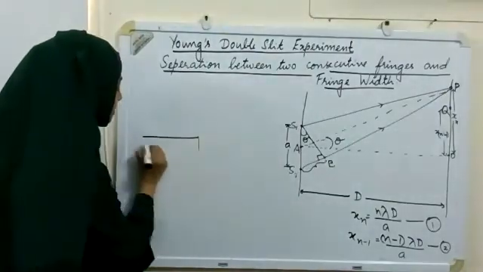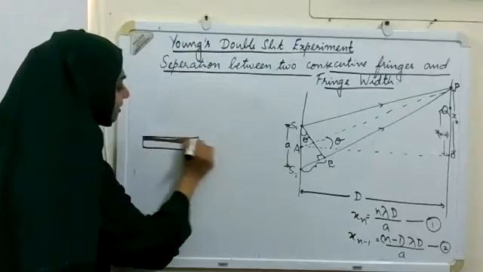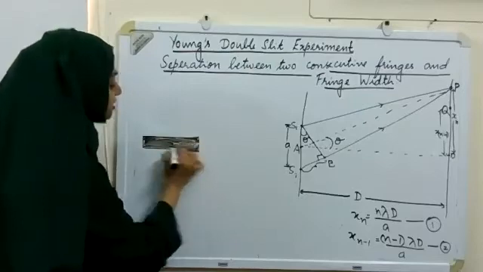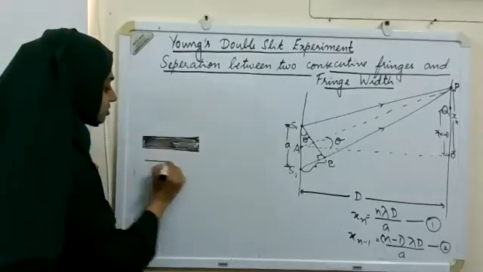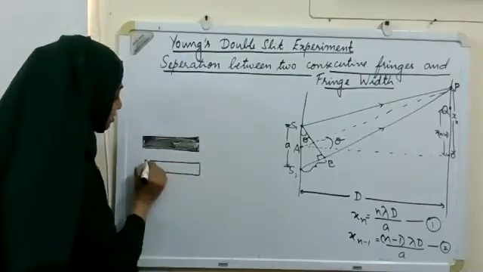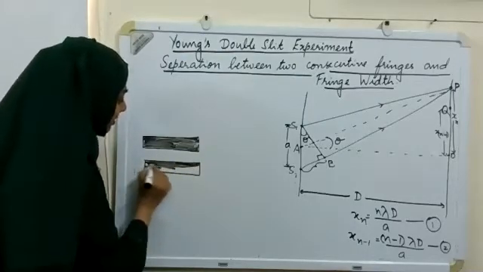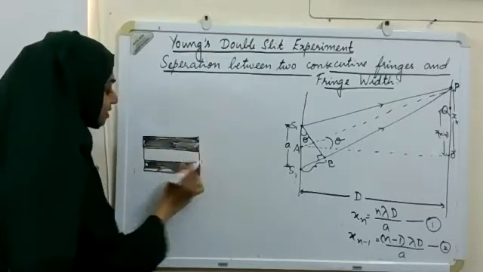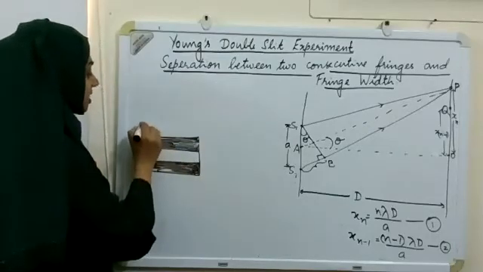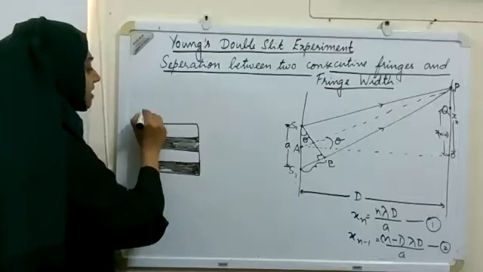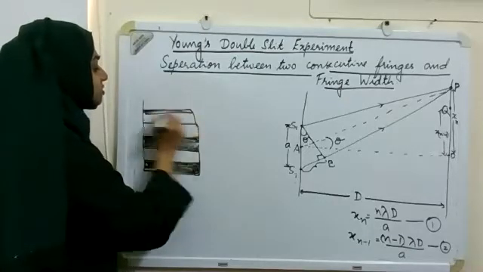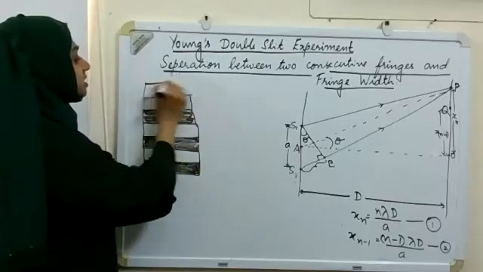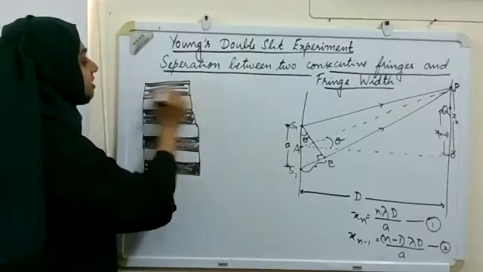Suppose this is a bright fringe. Assume it is the central bright fringe. Sorry, this is a dark fringe, right? So this is a dark fringe you have. Here you have a bright fringe. Here you have another dark fringe. Assume this is a bright fringe, this is a dark fringe, and here again I have a bright fringe, then a dark fringe. I'll shade it. Then again I have a bright fringe, a dark fringe. Like that it will continue.